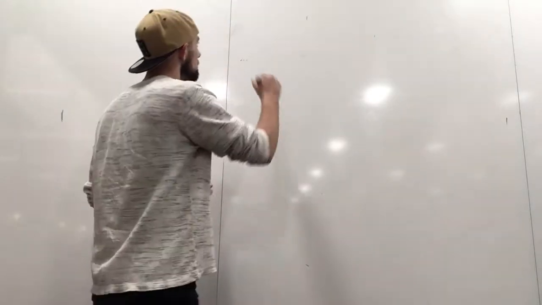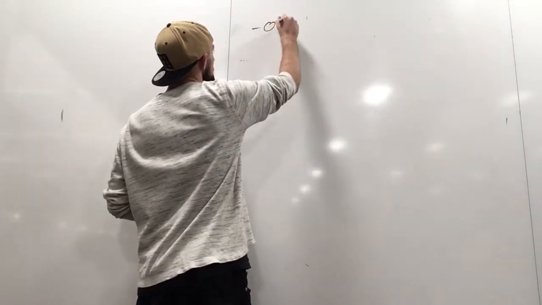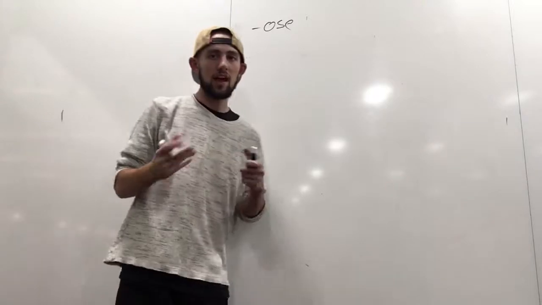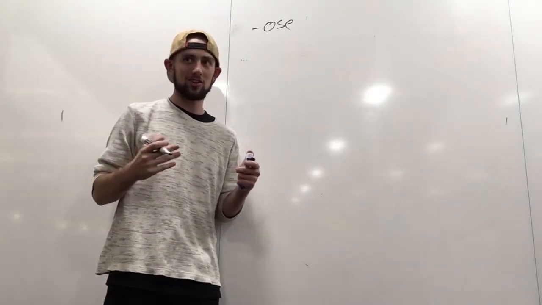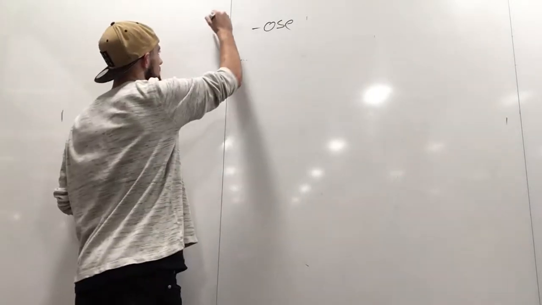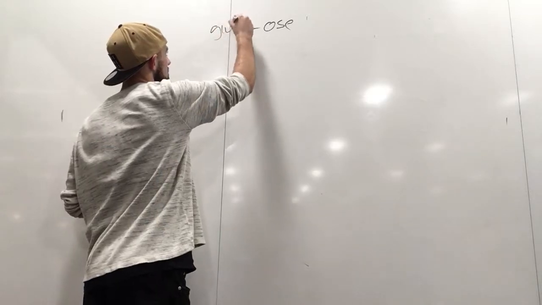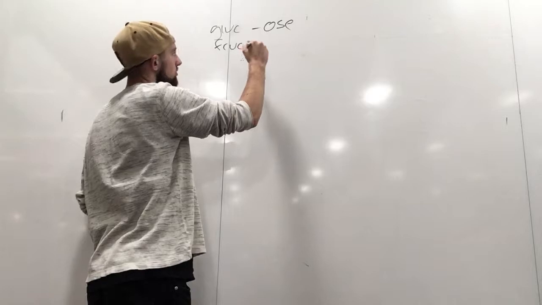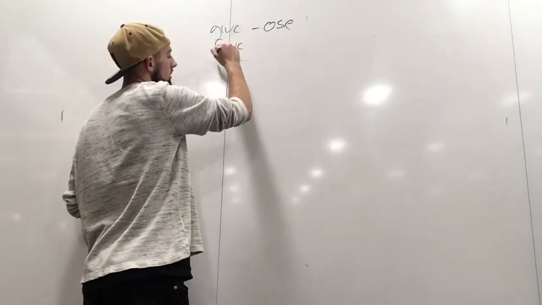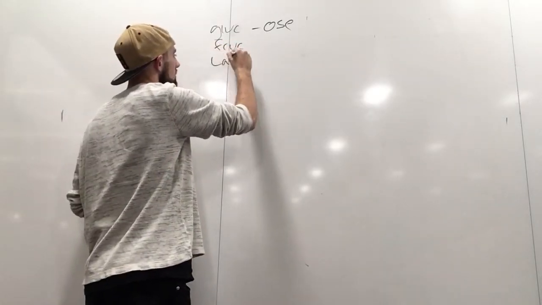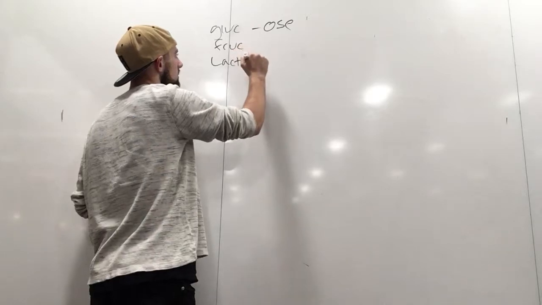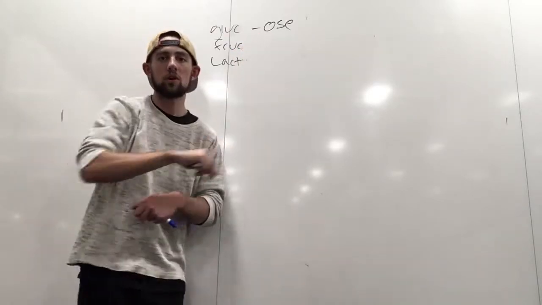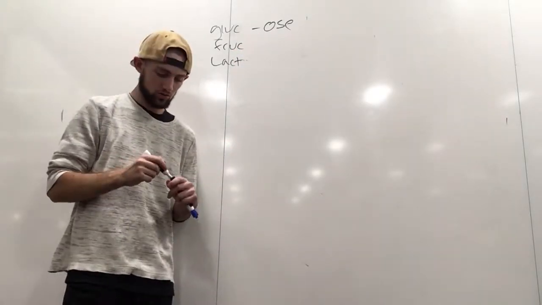One thing to know, if it ends with OSE, that is a sugar, okay? Like, we could have glucose, we could have fructose, we could have lactose. And all of these end with OSE, they're sugars. Okay?